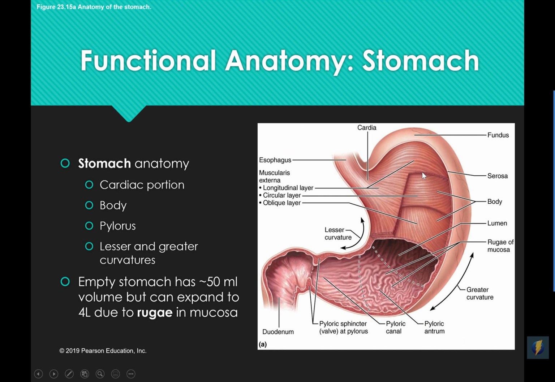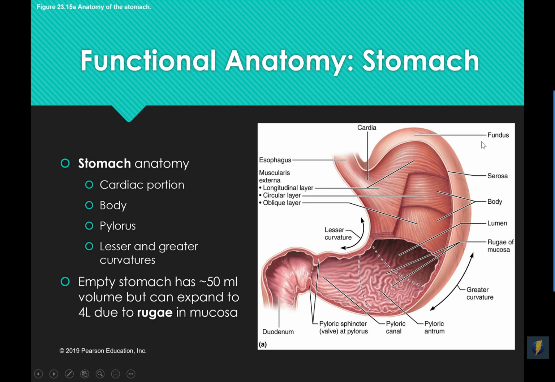In terms of the stomach itself, it's about a 50 milliliter organ, but can actually expand up to about 4 liters of food. Think, full Thanksgiving, thanks to what we call rugae. Just like we had rugae and folds in the mucosa of the bladder, helping it to expand, we see the same thing here in the stomach. Lots and lots of little folds in the mucosa of the stomach, so that the stomach can expand.